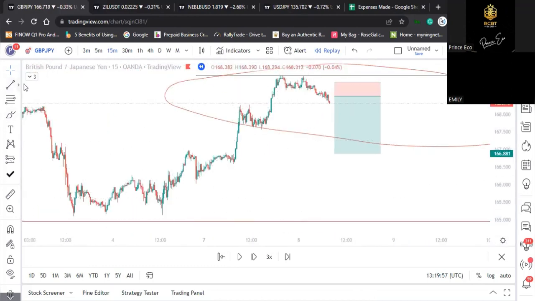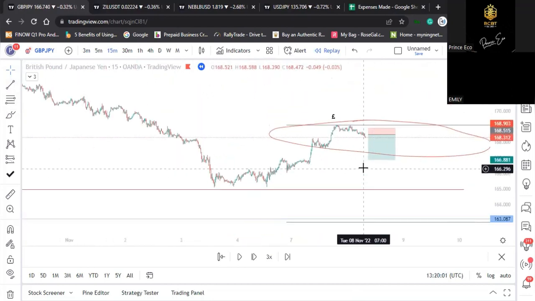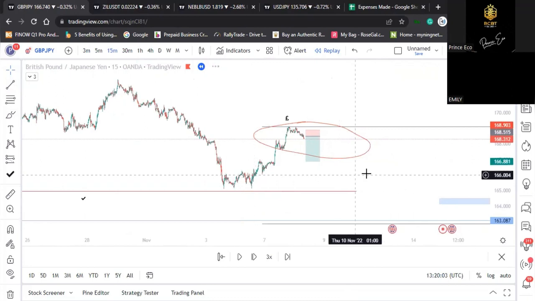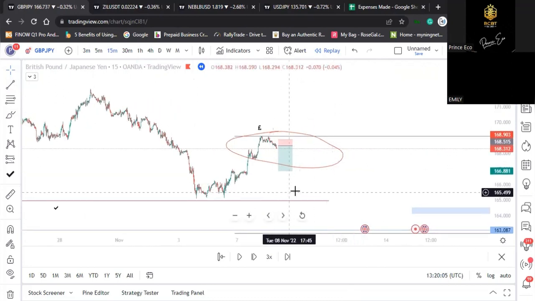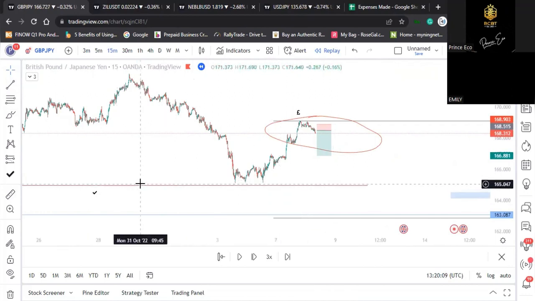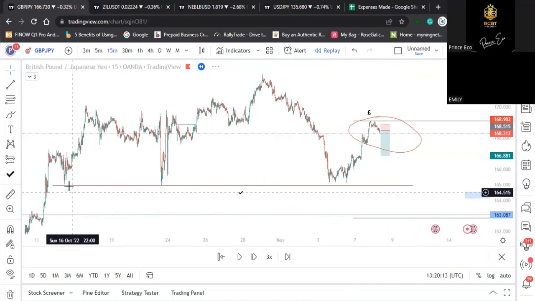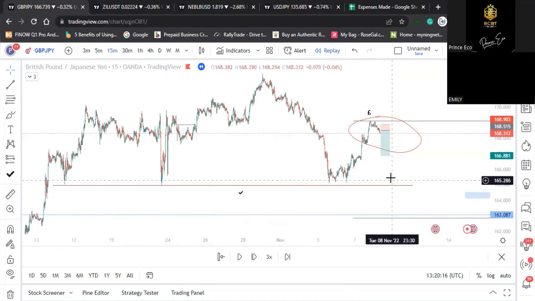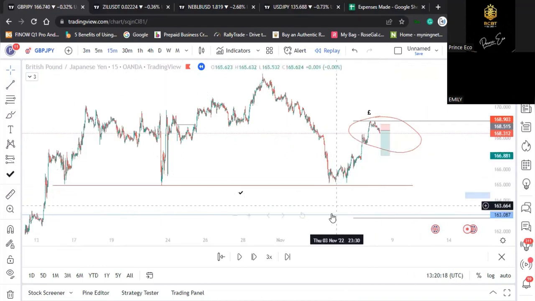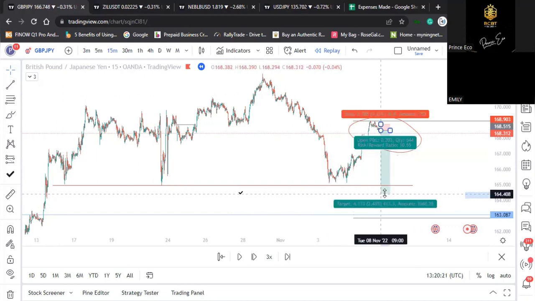I'm seeing trend line liquidity here, right? Now, for me to get my take profit at this point, this is an equal. You see there's liquidity here. So I'm expecting the market to go and sweep out liquidity a little bit. So I'm going to either draw my take profit around here, right?